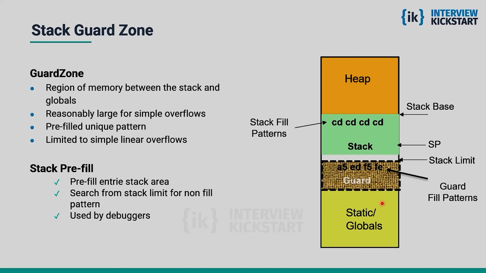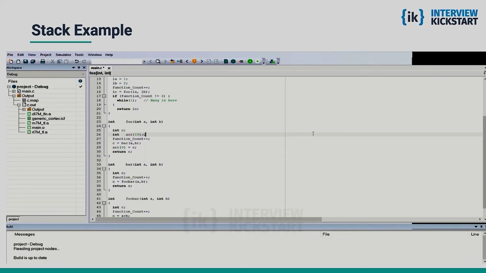So there are two things. The guard region with the fill pattern is used for determining how much of an overflow has happened. The stack region with a pre-fill pattern can be used to analyze how much of underflow has happened, which means you can optimize the stack size accordingly. This is typically used by debuggers. We can see it in one live session that we will show.